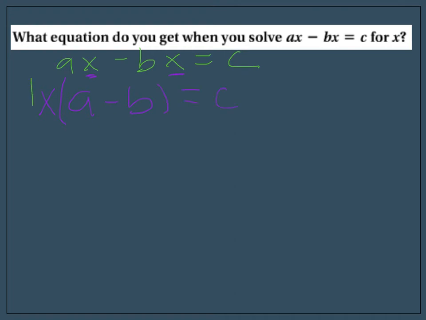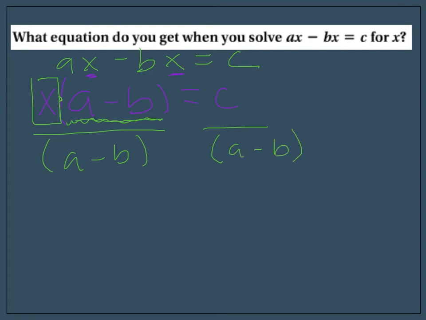Now I'm going to box in what I want to get by itself. I want to get that x all by itself. And I see that this is x times a minus b. So the opposite of timesing would be dividing. So I'm going to divide on both sides. This is what is attached to my x, this is what I want to get rid of. So I want to divide by a minus b. And whatever you do to one side, you have to do to the other. So in this case, x is going to be equal to c divided by a minus b.